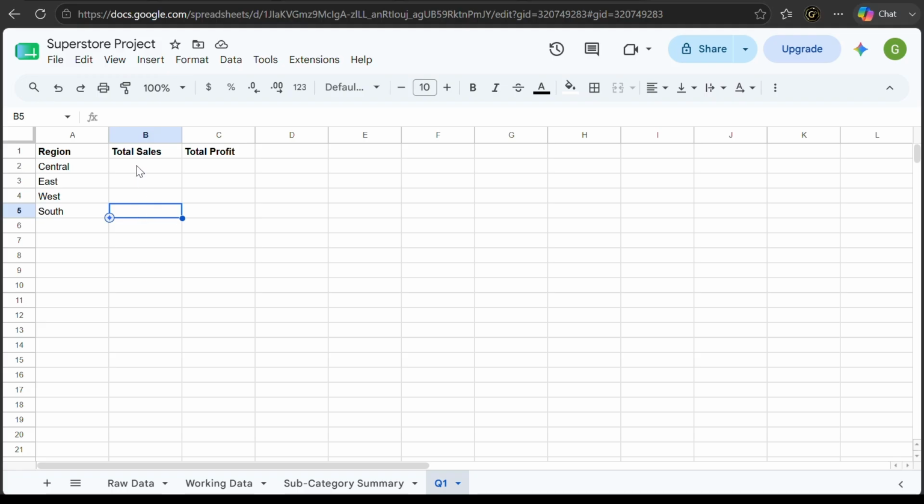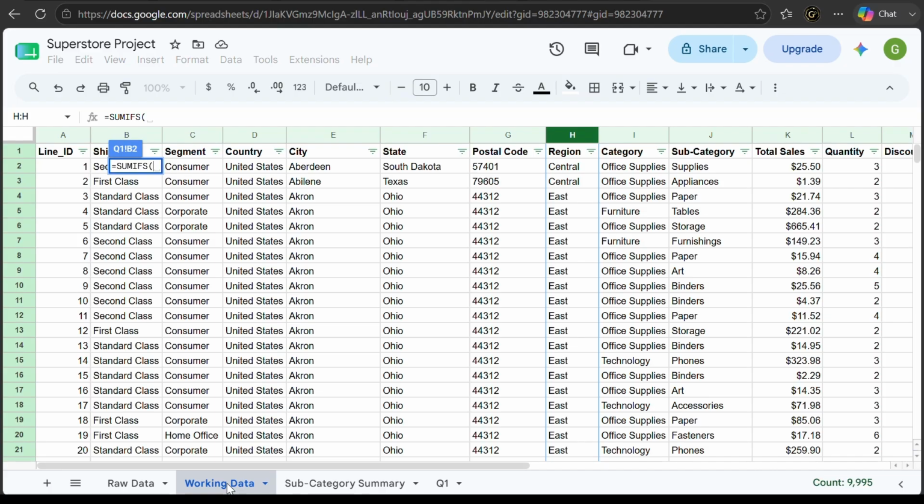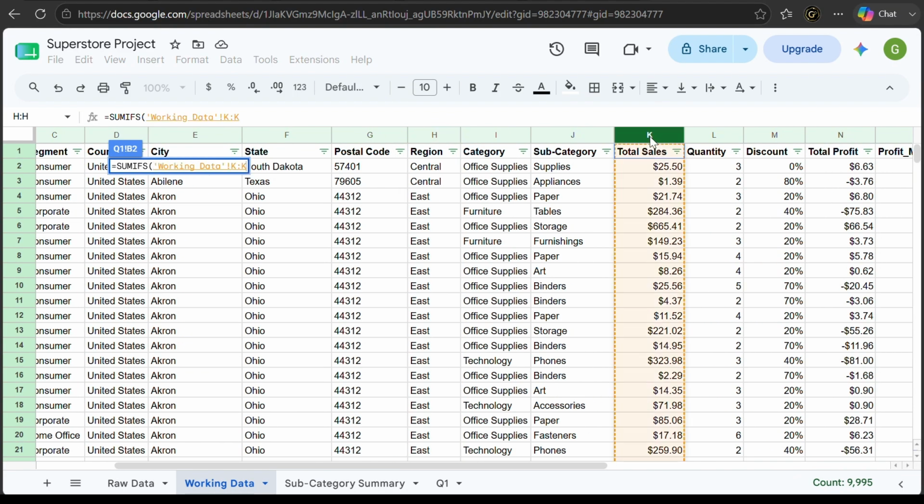Then I'm going to come to my total sales. Now for total sales, we want to calculate total sales for each of these different regions that we have. So we are going to be using SUMIFS here again. I'm just going to say equals SUMIFS, and then I'll open my brackets. Now, where are we going to go? We have to go to our working data. We're going to look at our column K, which contains all the total sales, right? And I think I would like to use K2 there.